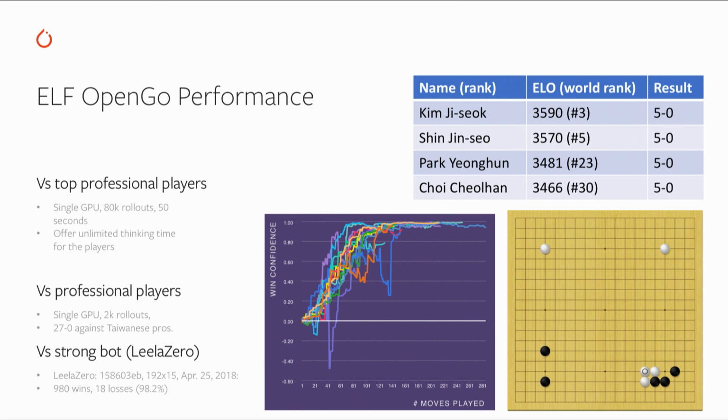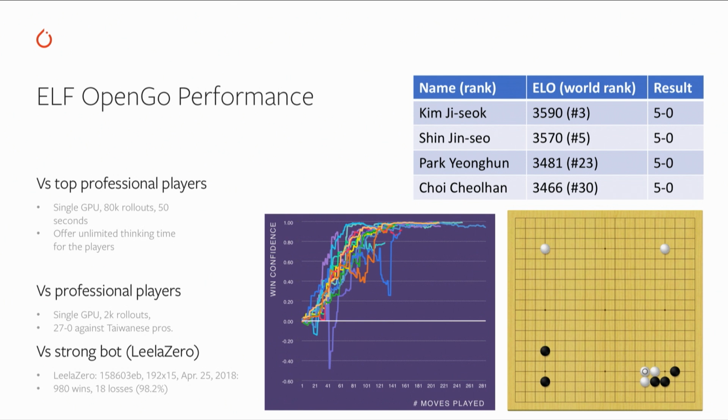We collaborated with the Korean Go Association on a friendly game between professional players and ELF OpenGo. We invited 4 professional players, all in the top 30. Each of the players played 5 games against ELF OpenGo, and they all lost. And we used only a single GPU to play the games.